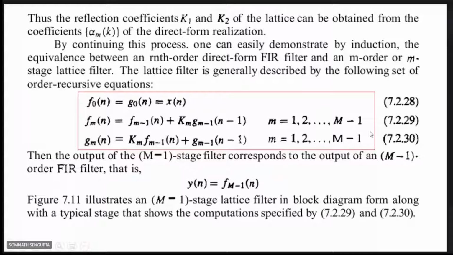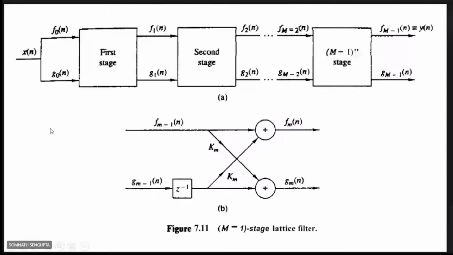So for the mth stage, there are two outputs Fm and Gm, and two inputs Fm minus 1 and Gm minus 1. And in each stage there is only one coefficient Km. Okay, this thing you have to keep in mind. Now, the overall structure of the lattice is first stage, second stage, third stage, and in each stage this is the basic structure. Okay, two inputs and two outputs.